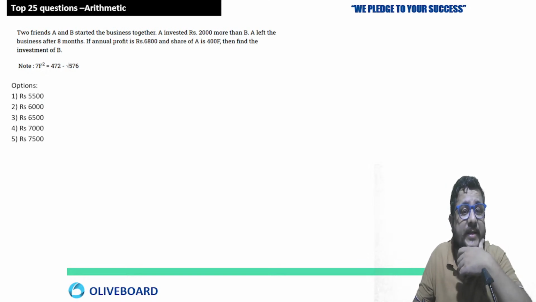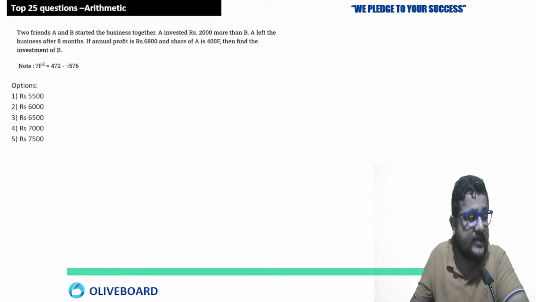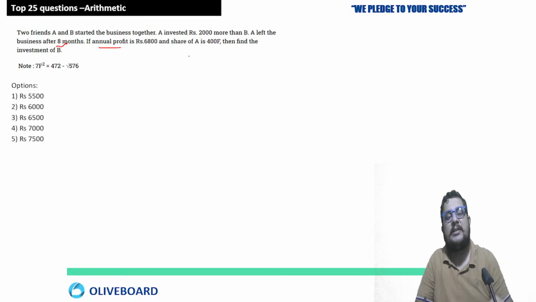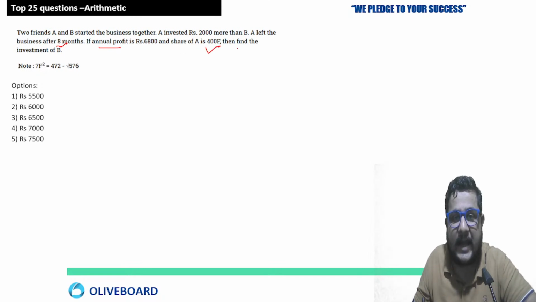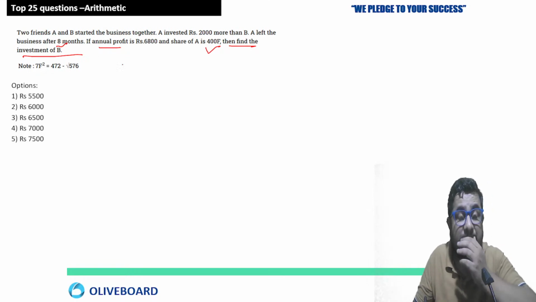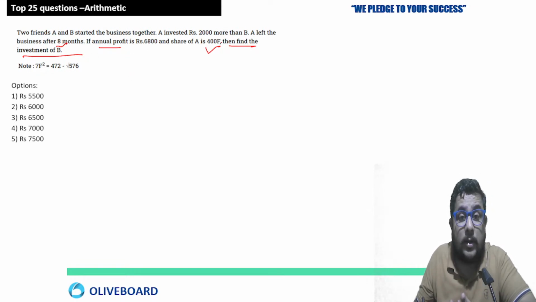Two friends A and B started the business together. A invested rupees 2,000 more than B. A left the business after 8 months. If annual profit is rupees 6800 and share of A is 400F, then find the investment of B. So this kind of question also they can ask you. They can put some uncertain value which you don't know, and for that they will give you some additional details.